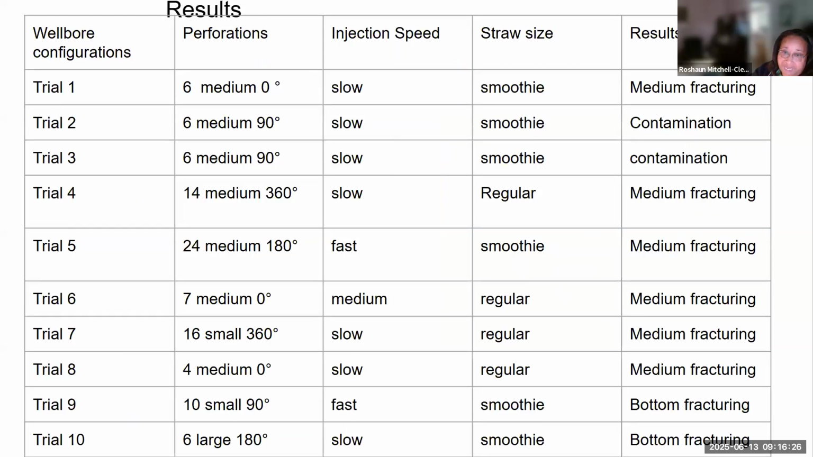So in the next slide, we're showing you the results. In trial 1, we had 6 holes, and the holes were in the medium area, at 0 degrees. The injection speed was slow, and we used a smoothie straw. We had some fracturing with that. Then in the next trial, it was 90 degrees, and we had contamination because it was a little too high.